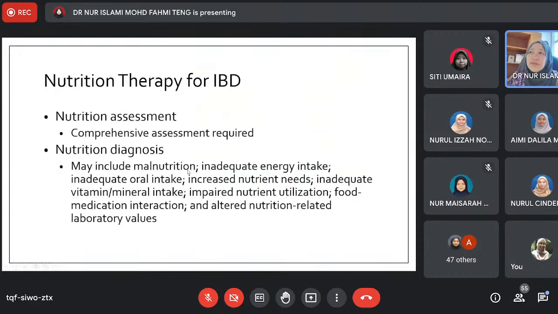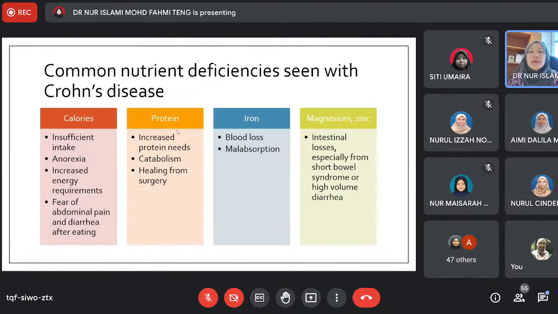For those with IBD, we need a comprehensive nutrition assessment. This is among the common nutrition diagnoses. Those with Crohn's disease have common nutrient deficiencies. In calories, they may have insufficient intake, anorexia, increased energy requirements, and also fear of abdominal pain and diarrhea after eating. They may have protein deficiency.